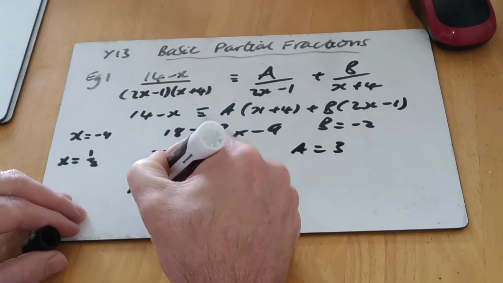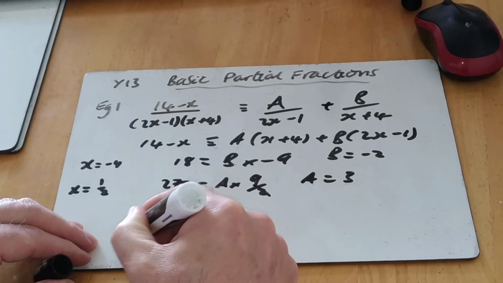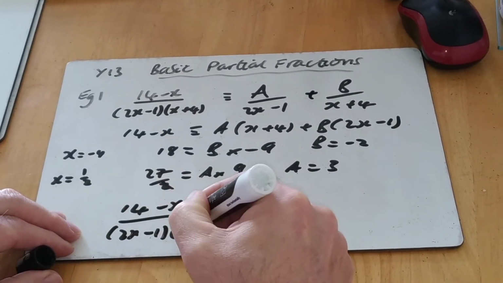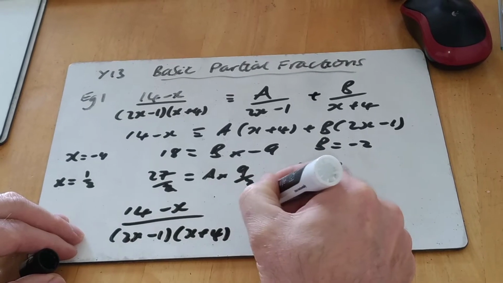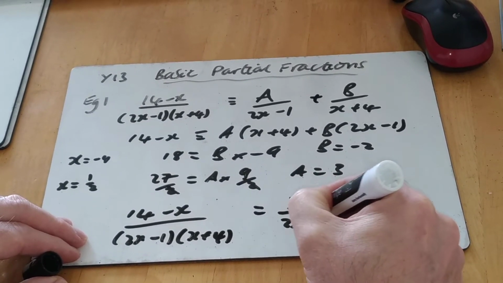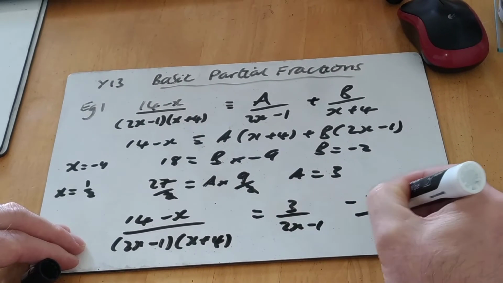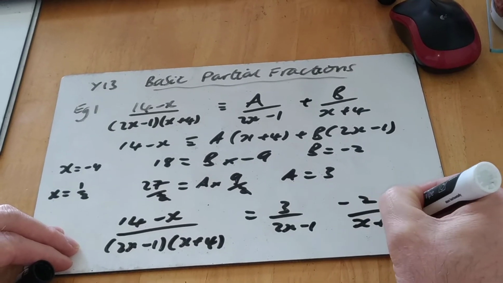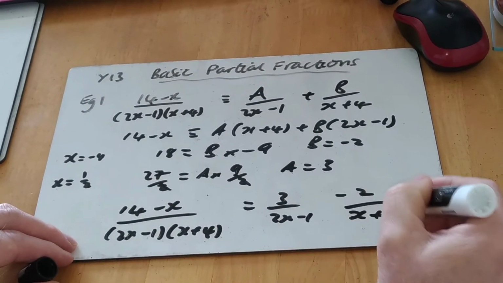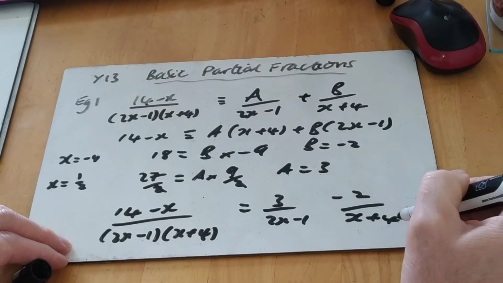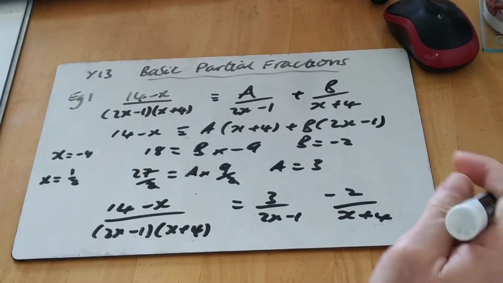So our 14 minus x over the 2x minus 1 bracket x plus 4 just becomes 3 over the first one minus 2 over the second one. As I say, the question would then go on potentially to either do an integration on that or to do a binomial expansion on each of those and collect it all together.